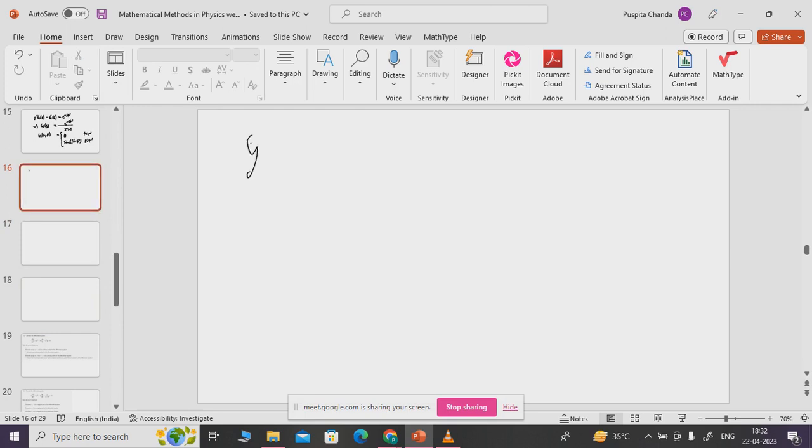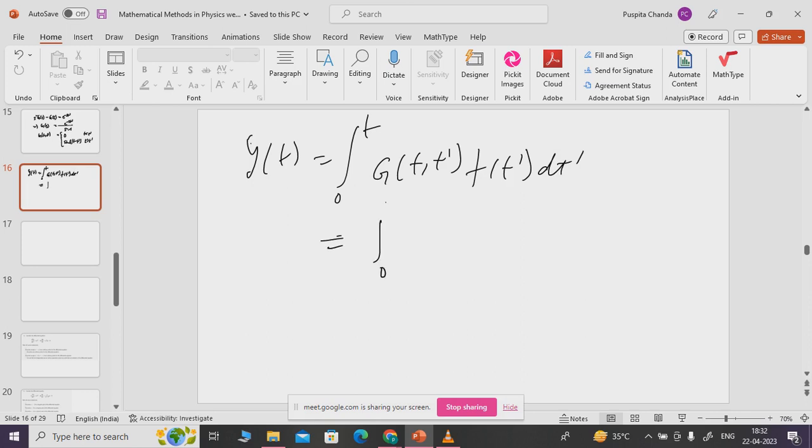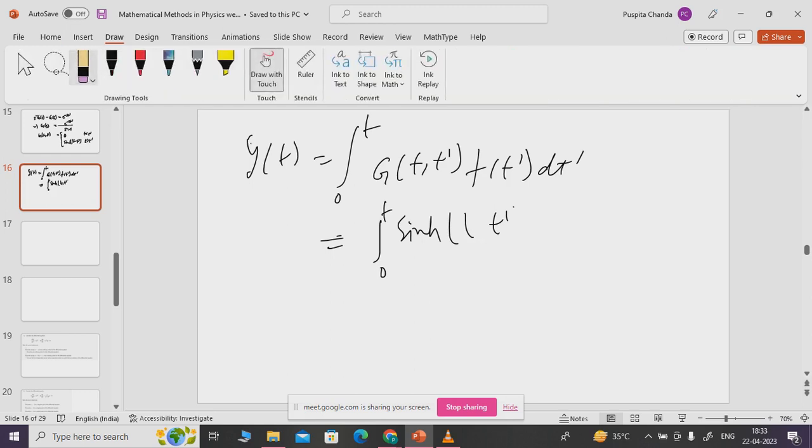So now we need to compute y of t, which is integral from 0 to infinity, or we can say 0 to t, of g of t, t dash times f of t dash dt dash. So 0 to t of sine hyperbolic t minus t dash, actually, and f of t dash is equal to e to the power minus t dash dt dash.